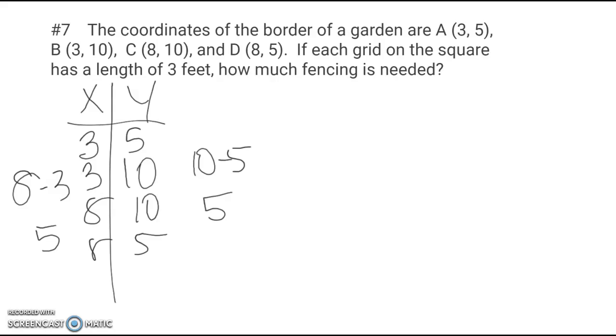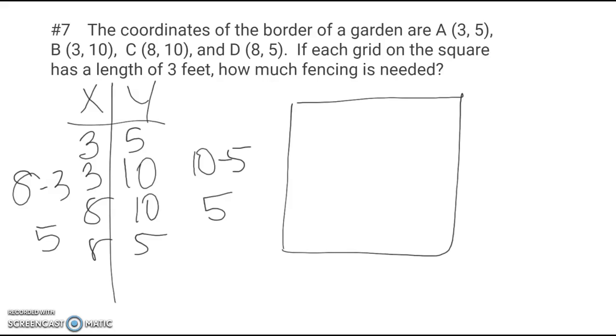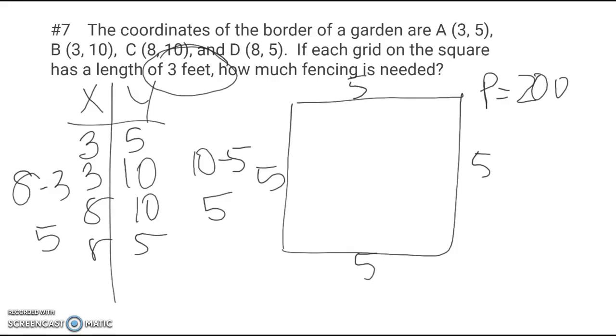So I know that whatever this shape is, it's actually a square, and we have 5 units on each side. So the perimeter of that would be 20 units. Then they tell us that each grid square is actually equal to 3 feet. So I'm going to go ahead and multiply that by 3, and I would have 60 feet. So I need 60 feet of fencing.